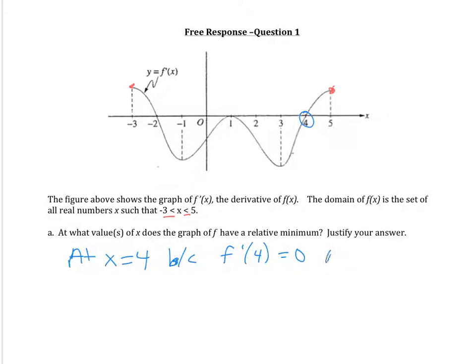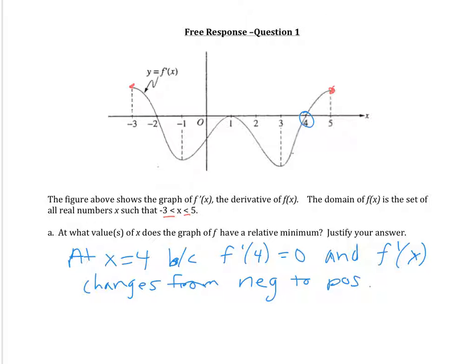And then we also had to note that f prime of x changes from negative to positive at x equals 4, which means that your function changes from decreasing to increasing. You could have said that. You didn't really need to. This is good exactly the way it is. So that would have gotten you 2 of the 3 points. I made this 3 points. And the issue is that there's one other point at which f has a relative minimum. And it's based on those endpoints.